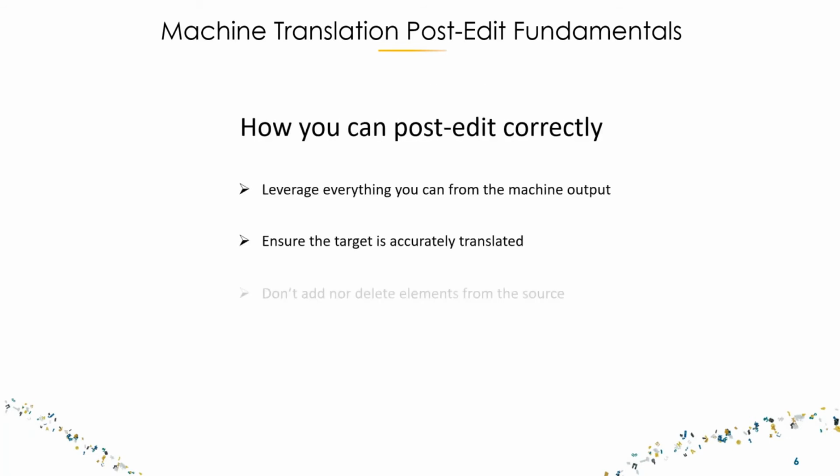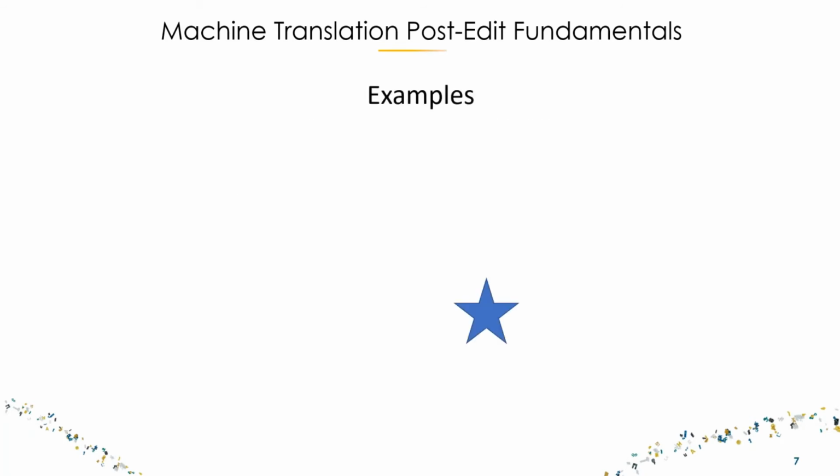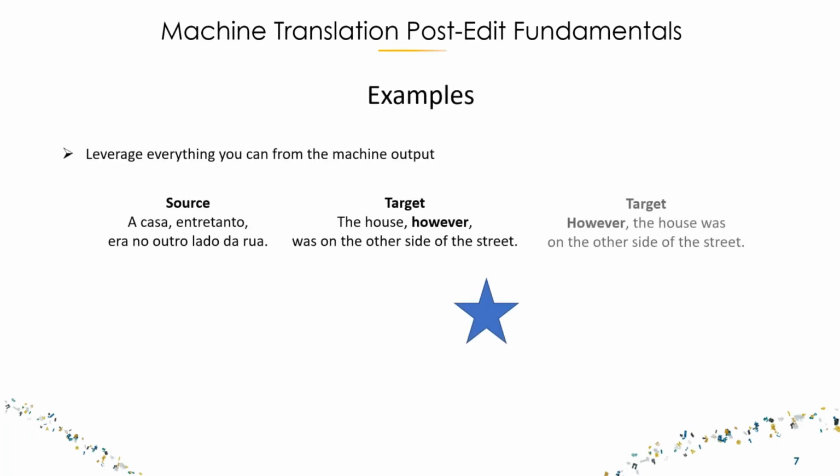Let's look at how you can post-edit correctly. There are 4 steps, and we will show you a couple examples. When you open any MTPE task, you will already have the target filled in for you with a pre-translation, so try leveraging the most of it.